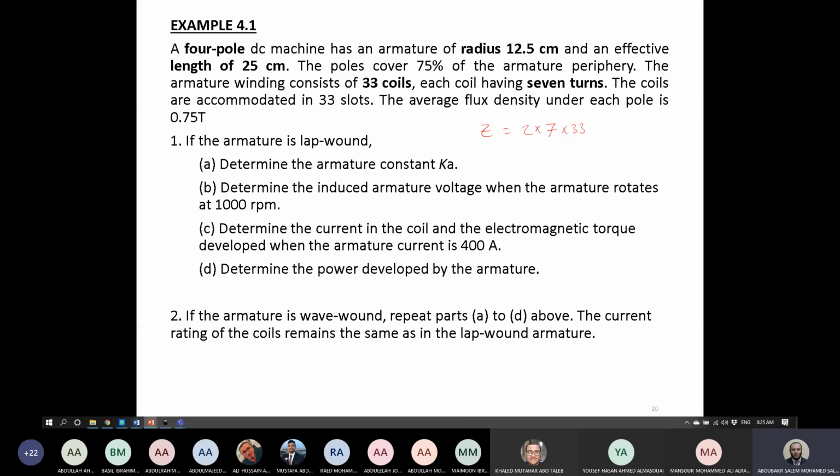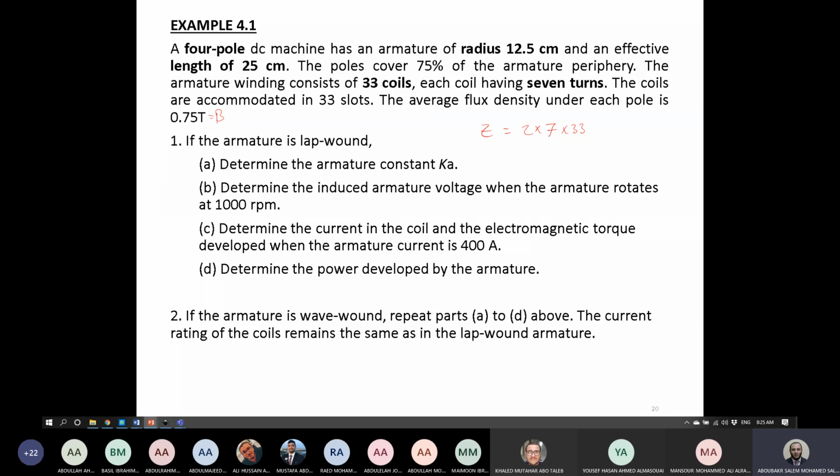The coils are accommodated in 33 slots. And this is not important now for us. The average flux density under each pole is 0.75. So this is the given flux density. So this is B. Right.